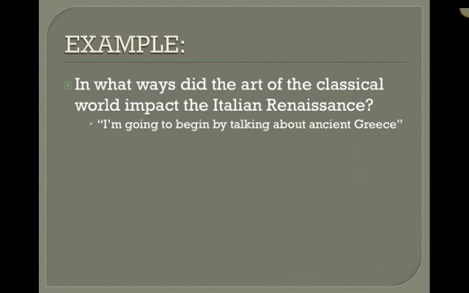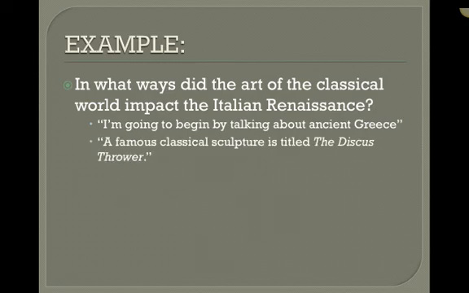So if in your first sentence you see a time, a geographical location, I'm talking, this paragraph's about Greece or this paragraph's about cave paintings or whatever, you want to not do that. You want to revise that because you don't want to just talk about a time generally or a work of art generally. You want to talk about an idea. So another example I've sort of been throwing in here. Another first sentence could be a famous classical sculpture is titled The Discus Thrower. And then you talk about the discus thrower.